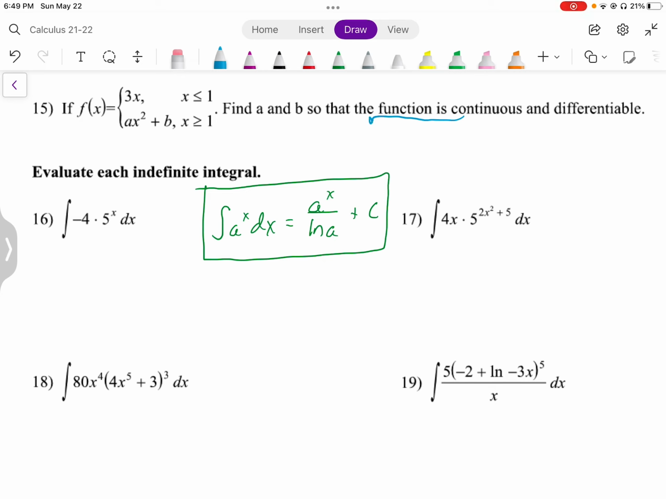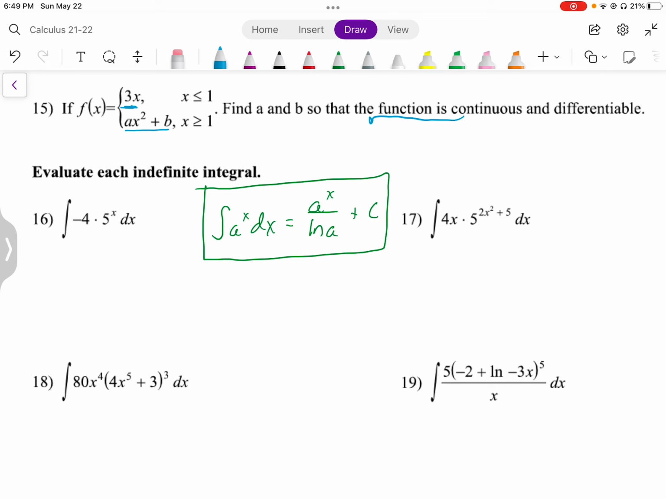well, first of all, 3x is continuous. It's a line in and of itself, it's continuous. And x squared plus b is continuous because it is a parabola. So the functions themselves don't have a problem with continuity. What we need to do is make sure they're continuous at what I used to like to call the point of interest, which is at x equals 1.